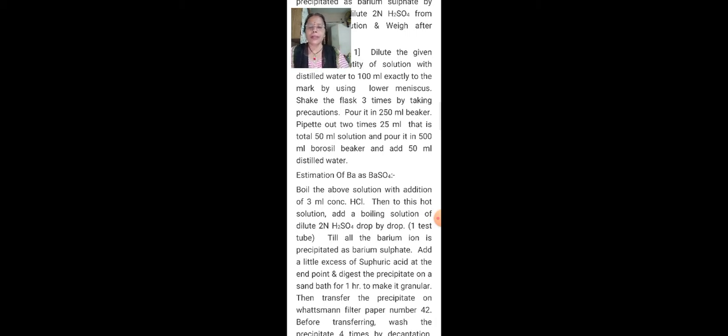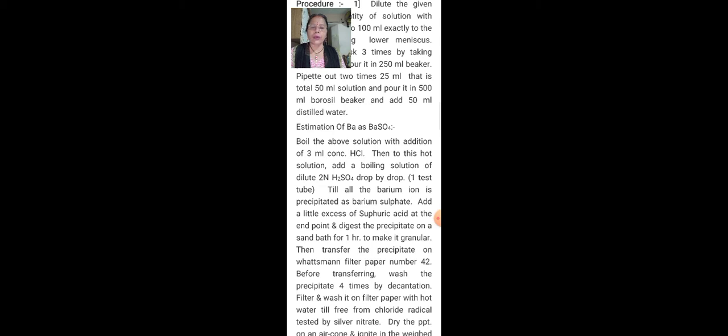Then transfer the precipitate onto a Whatman filter paper. Side by side, we make the stand, adjust the funnel, and make a three-fold paper, folded into a cone, of Whatman filter paper number 42. In yesterday's presentation I told you that simple filter paper has somewhat bigger pores, but as the number increases, the pores become smaller and finer. Filter paper number 42 is a fine-pored paper, and that is why we are taking it.